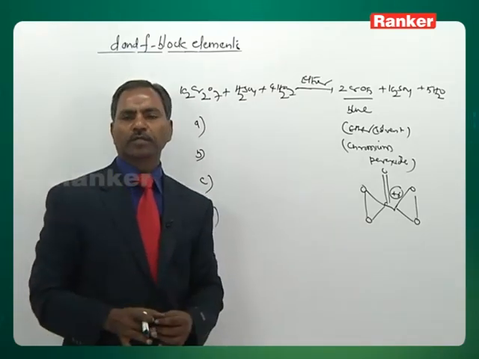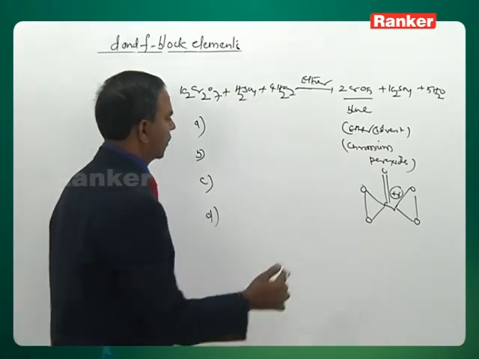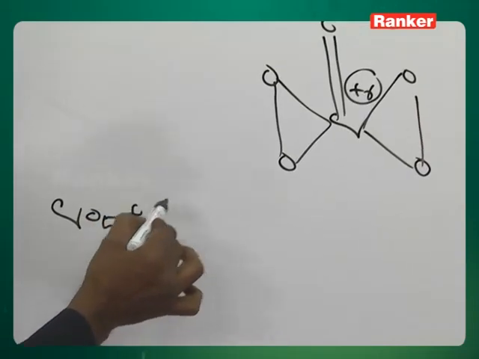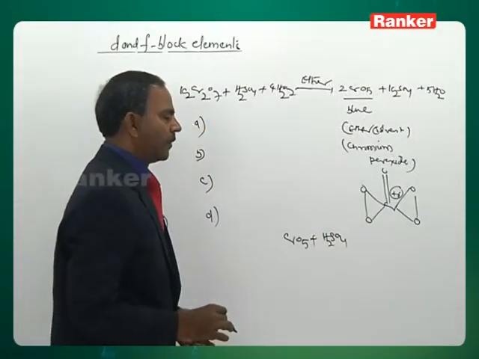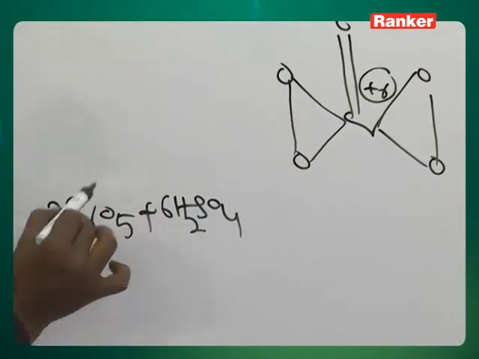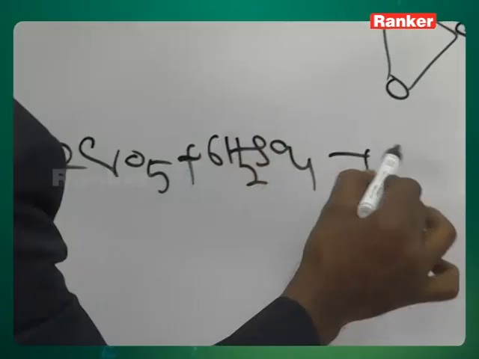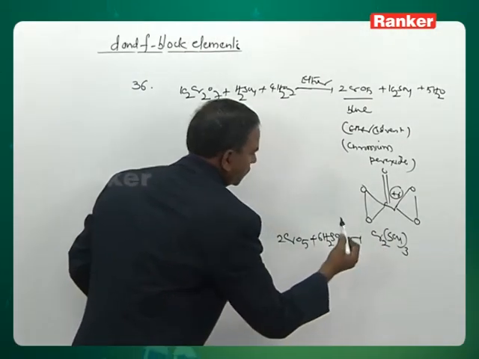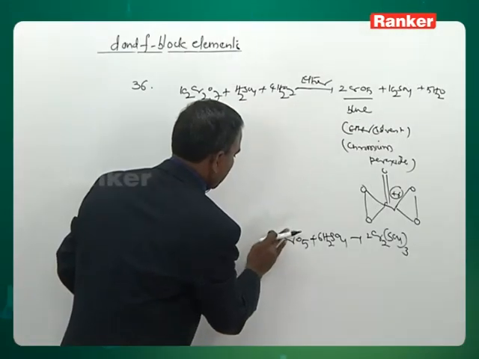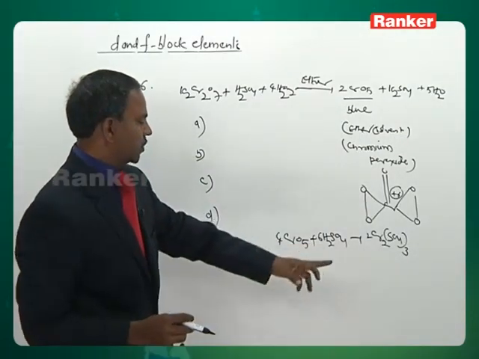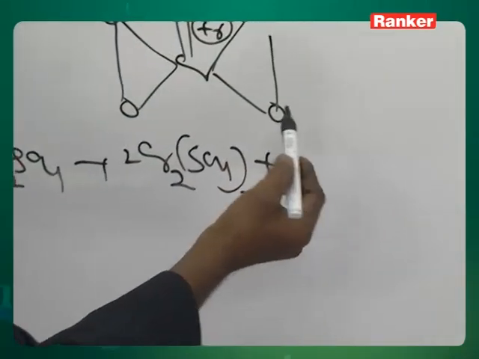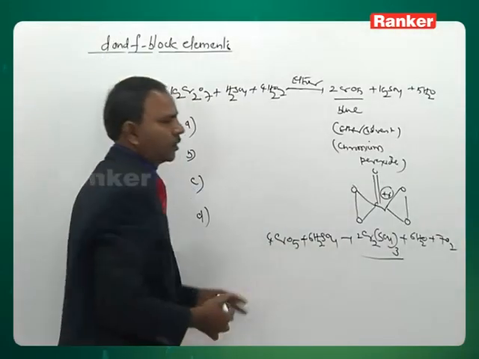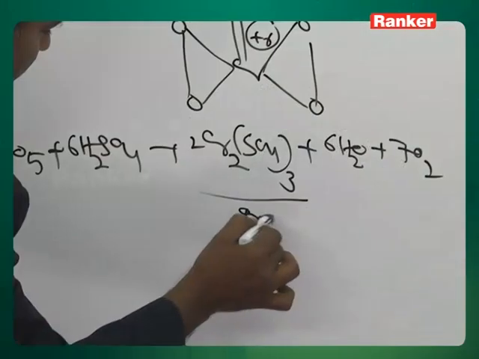If you allow it to stand for a few minutes, it slowly decomposes in the presence of the same acid. How does it decompose? 4 CrO5 plus 6 H2SO4 gives 2 Cr2(SO4)3, plus 6 H2O plus 7 O2. This compound is chromic sulfate, which is green in color.